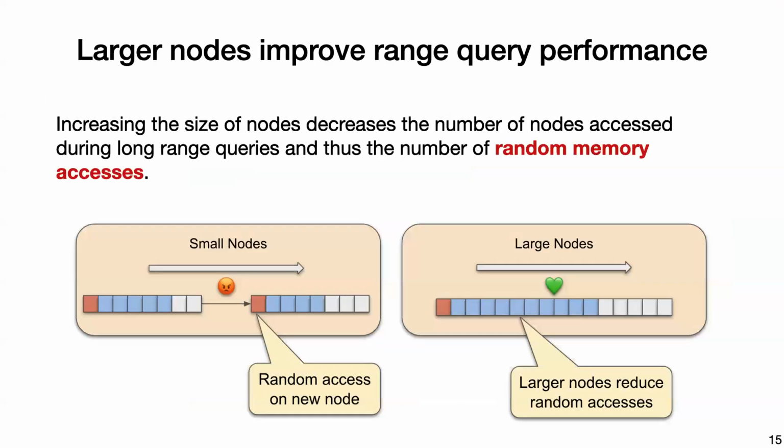And just to explain the reason for this trade-off, increasing the size of nodes decreases the number of nodes accessed during long range queries. So previously I was showing you that you do this iteration through the nodes, and if you have small nodes, suppose that you're iterating through all these blue squares, you have to do a cache miss here to get to the next one. And if you're reading over many of these nodes, then you have to do a cache miss on each one. On the other hand, if your nodes are huge, you're iterating through the same number of blue squares, but all of these accesses are now contiguous.